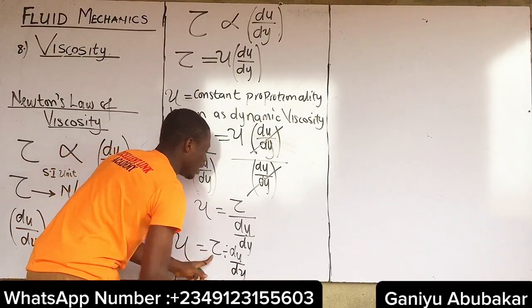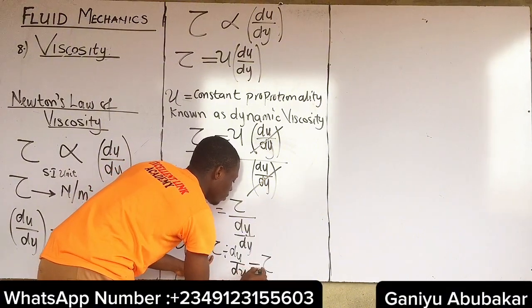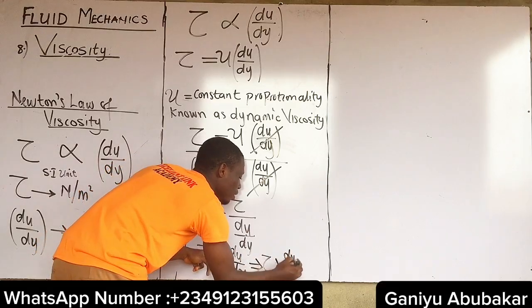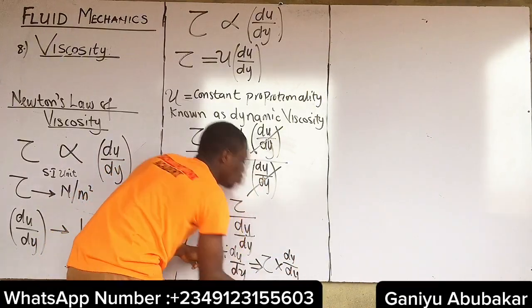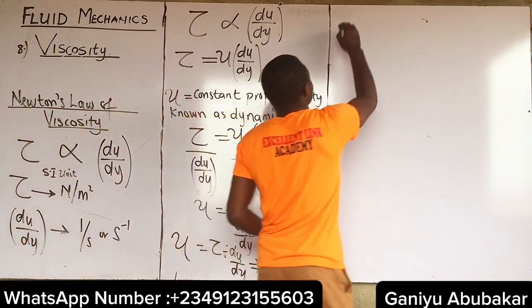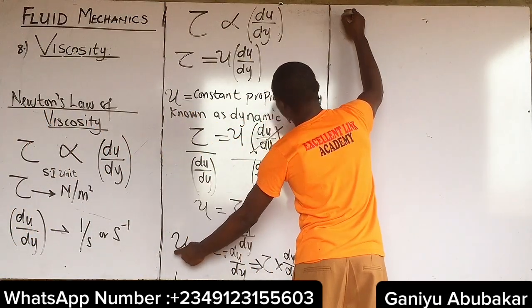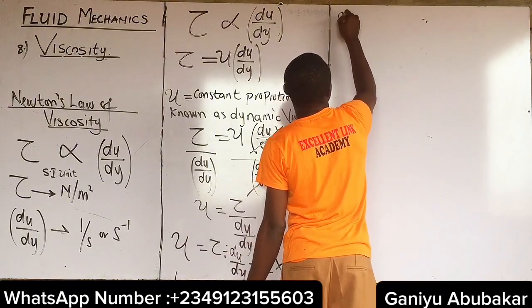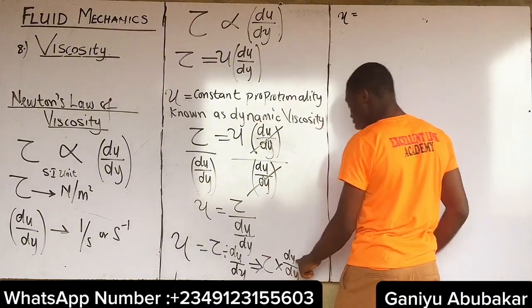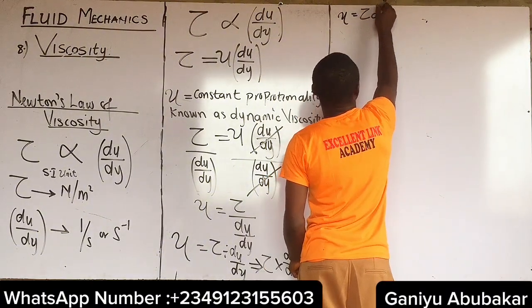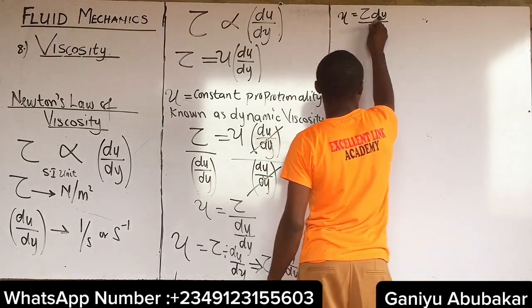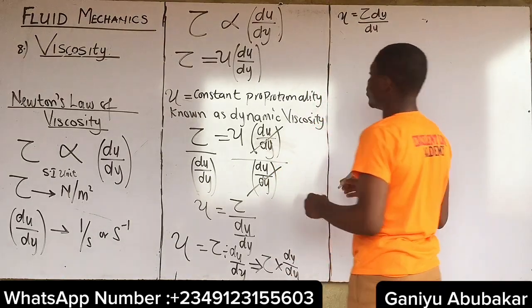If I spread this mathematically, I'll be having shear stress times this one comes up, the y, all over this one comes down, the u. So mu, known as dynamic viscosity, is equal to tau times dy, that's tau dy, all over du.